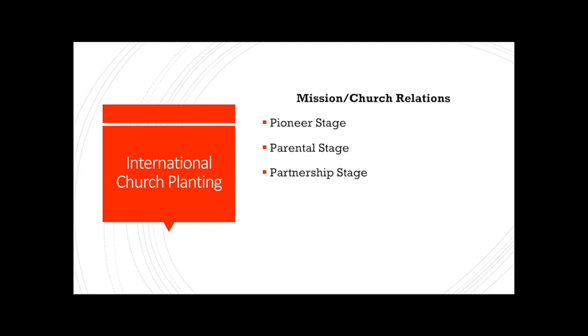The third stage is the partnership stage. At this stage, the missionaries and the nationals are working side by side as equals. They are making decisions collectively, they are considering each other's perspective, and they are partners in the work.